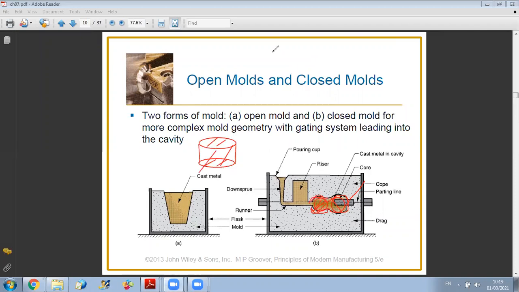Okay. Now, Doctor? Yes. You said something about shrinkage, about the density. Can you repeat it? Yes, I will repeat it in detail now.